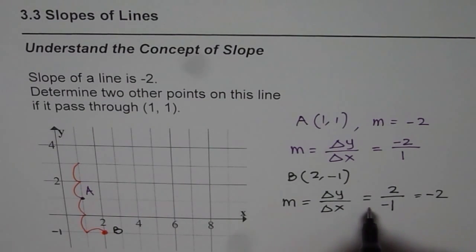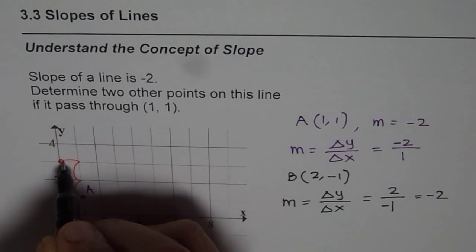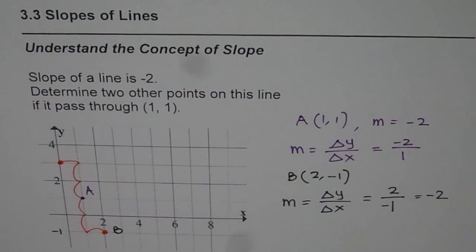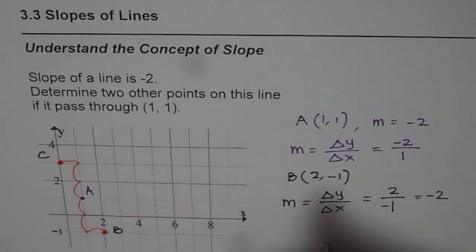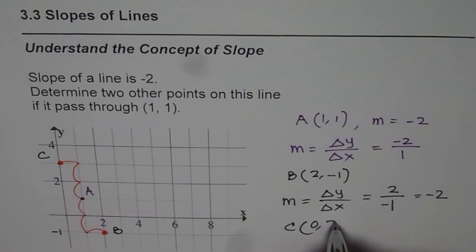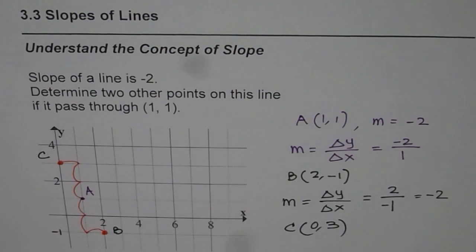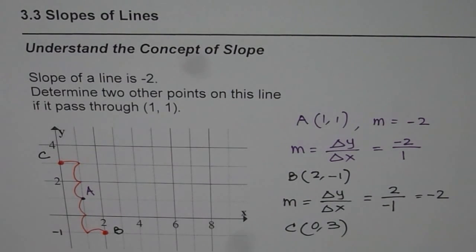Change in x value is -1, that means 1 unit left. So when I come 1 unit left, I reach this point. Let me call this point C. Now the coordinates of point C: x value is 0 and y value is 3. Do you see that? So if you connect these points, you'll get a straight line and the slope of that line will be -2. Do you understand?